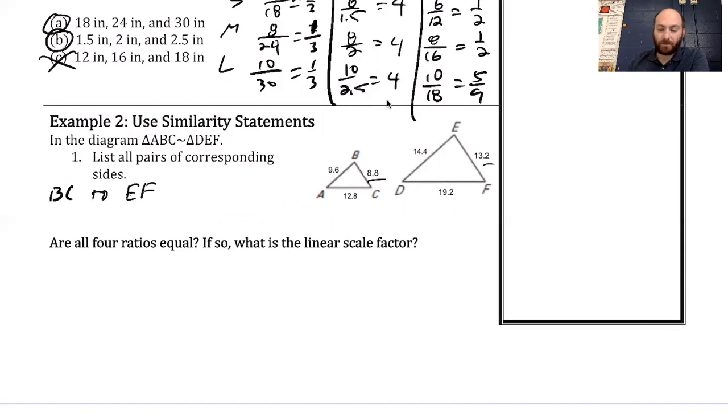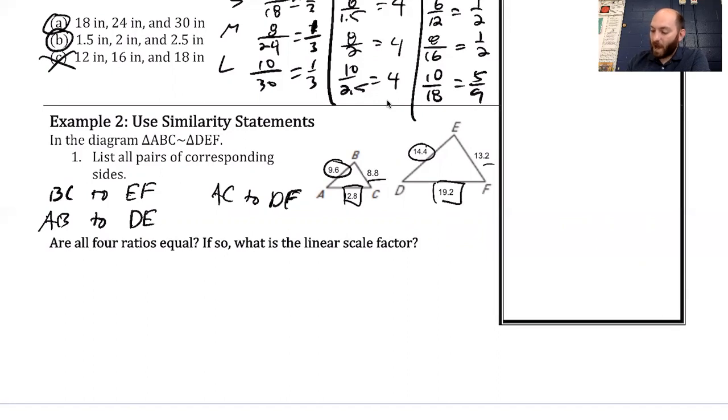Those are corresponding. Then I'm going to look at medium to medium. So that is going to be AB to DE. And my last one is long to long. That's going to be AC to DF. Now, I also could have gotten this just from the statement. AB is the first two, just like DE. BC are the second two, just like EF. And AC is first and third, DF is the first and third.